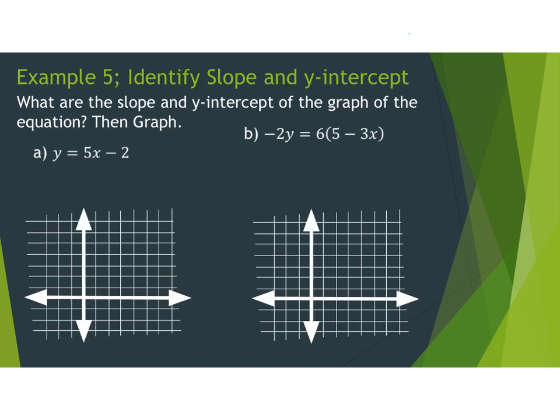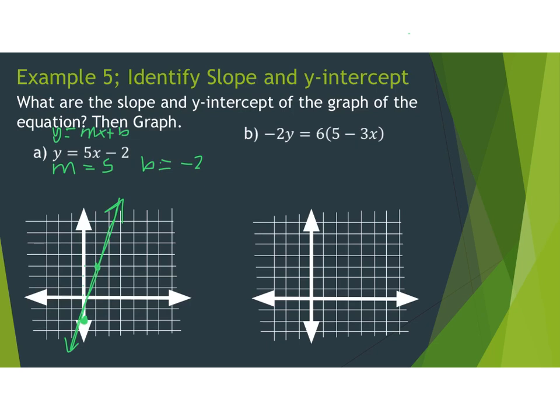In this next example, what we're going to do is identify the slope and y-intercept of the graph, and then we're going to graph it. So first, y equals mx plus b. My slope m is 5, and my y-intercept b is negative 2. So I'm going to cross at negative 2, and then go up 5 and over 1, and then draw my line. So that is the line for example A.